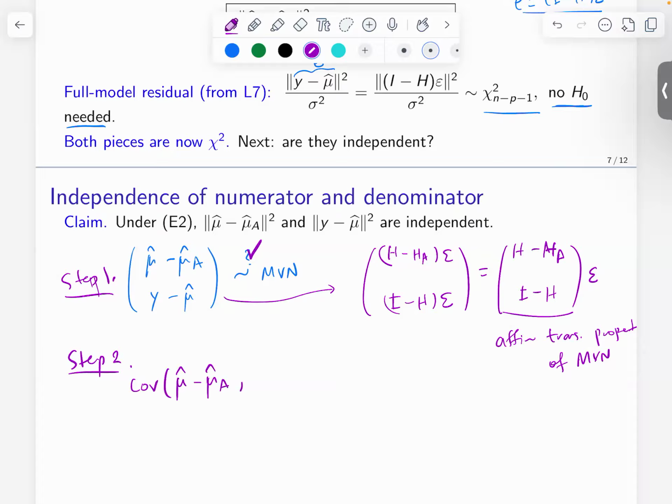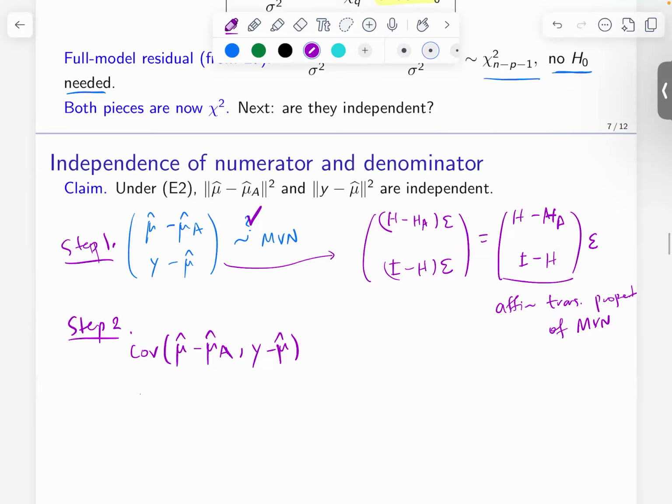Yes, so I'm going to compute the so-called cross-covariance matrix. These are two vectors, so this is an instance of a matrix-valued covariance operator, which takes two arguments rather than a single argument. You've seen this in your midterm and in your homework. It's an extension: when the two vectors are the same, you get the covariance matrix. I'm going to plug in H minus HA times epsilon and I minus H times epsilon.